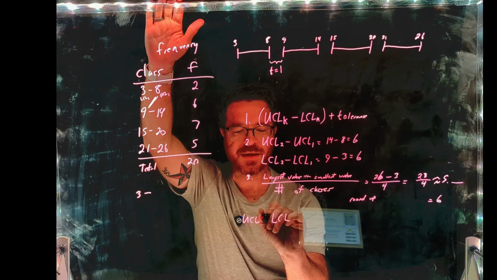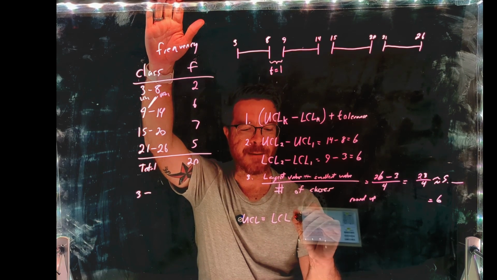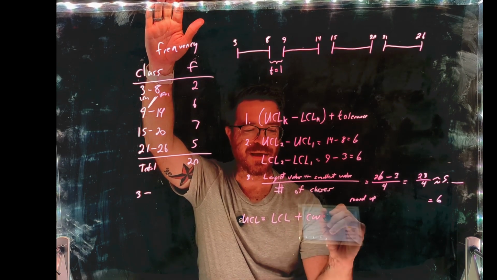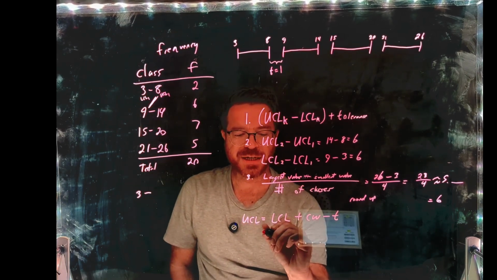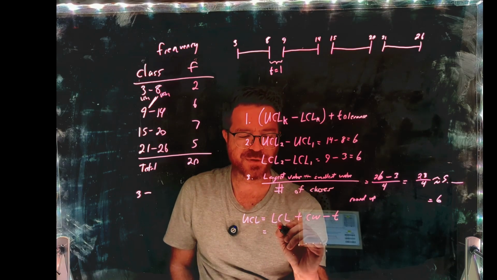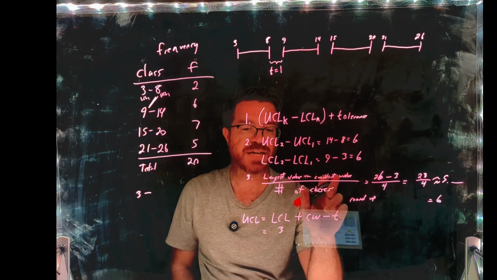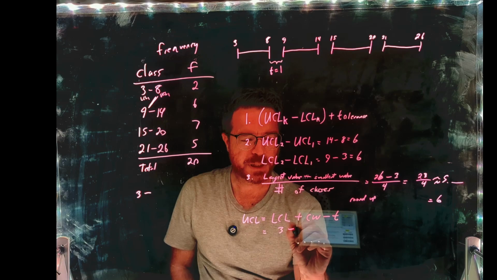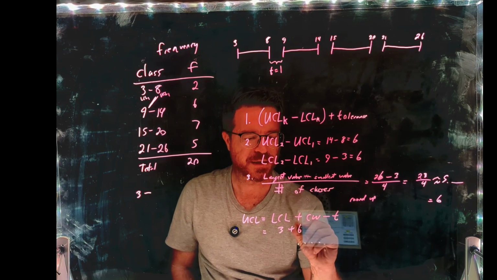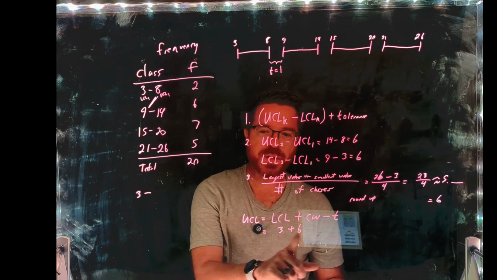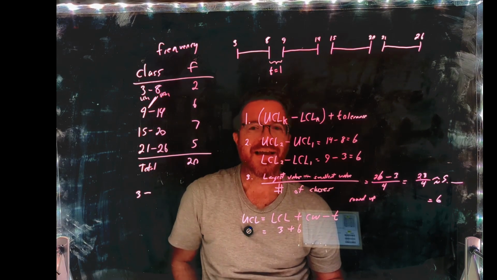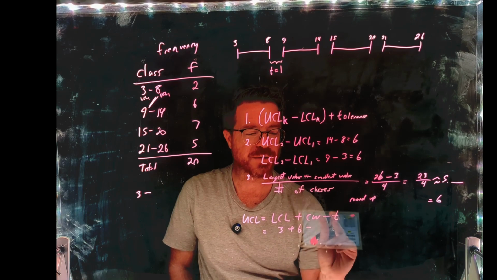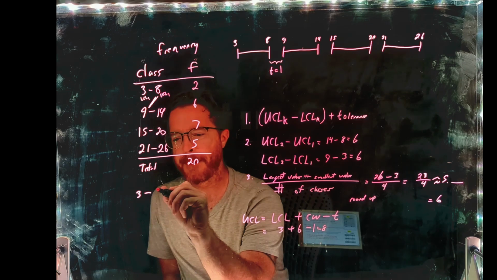Your upper class limit is going to be equal to your lower class limit plus your class width minus your tolerance. So in our case, our upper class limit is going to be our lower class limit, our starting point of 3, which would be the smallest point of your data, plus our class width of 6. If we just stopped here, what's going to happen? 3 plus 6 is going to give us 9. But we know, because we've already filled out this table, that this should be 8. And it's because we actually have to subtract our tolerance, which in this case is 1, which would give us an upper class limit of 8.